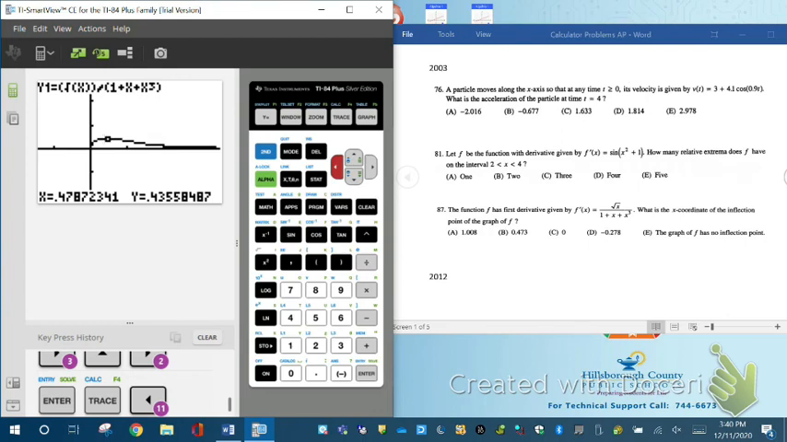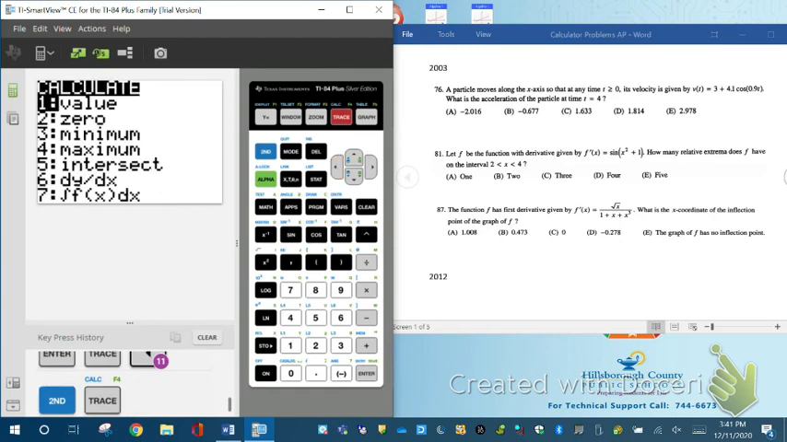So the answer would be B, but if you wanted to know the exact answer, let's say this was a free response question and you didn't have choices, then tracing would not be good enough. You'd want to make your calculator give you the exact answer, okay? And you do that by hitting second and calc. And these are all of the things that your calculator can calculate on your graph. And we were looking for the maximum, option 4.